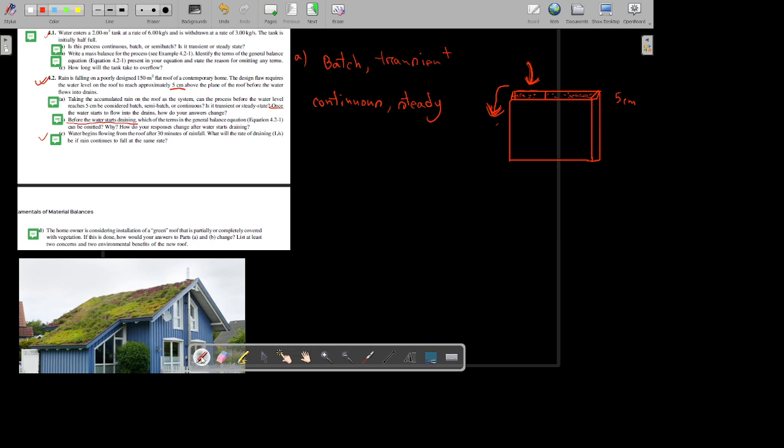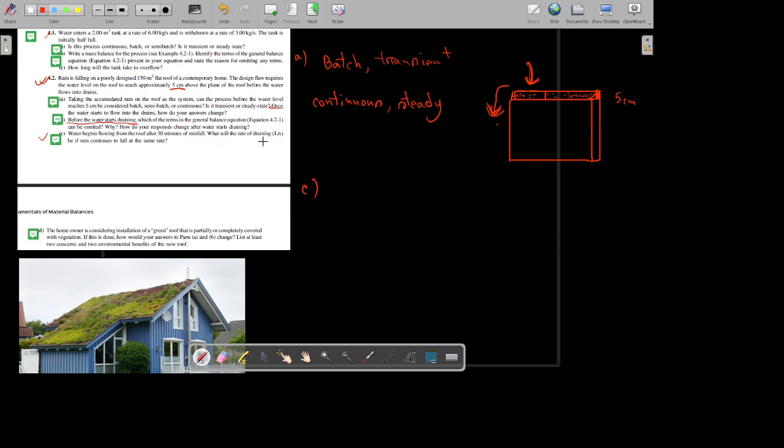Now moving to part C. Water begins flowing from the roof after 30 minutes of rainfall. I mean, the rainfall is going on, water is accumulating. After 30 minutes, the 5 centimeter level is reached. Water has reached 5 centimeters of level. That means after 30 minutes, if any more rainfall happens, the water is going to fall out of the roof.